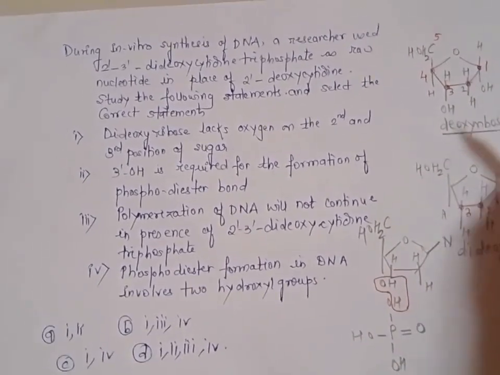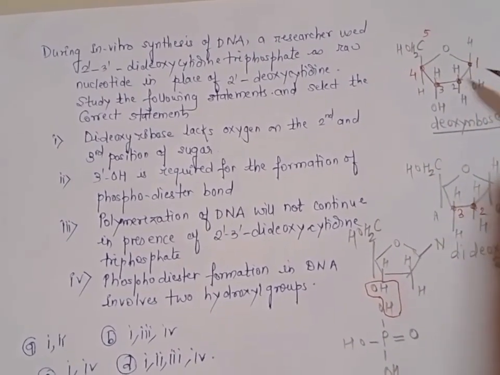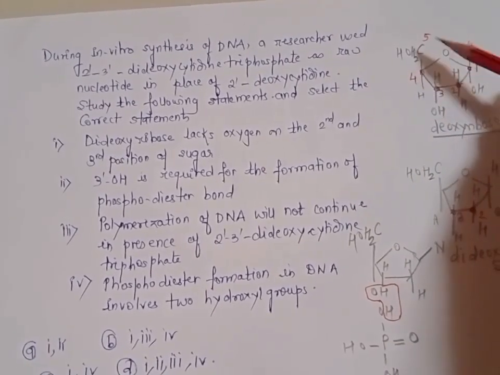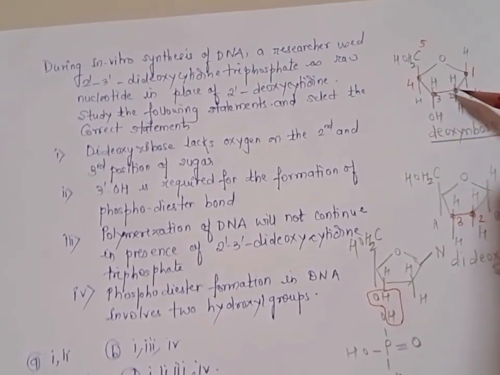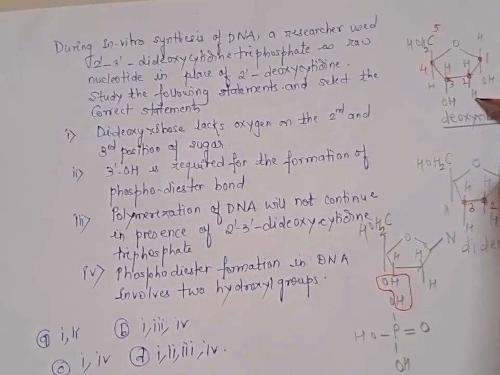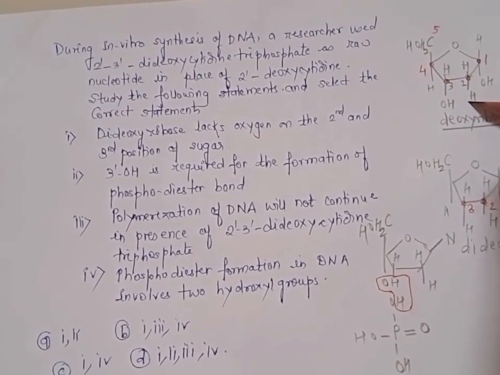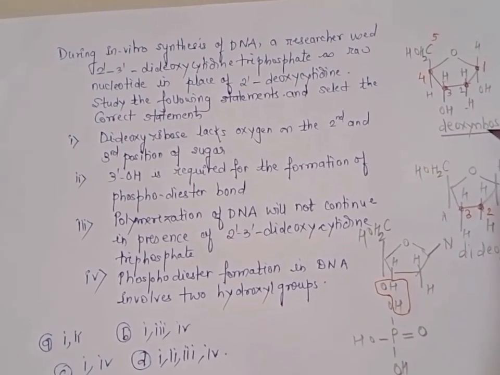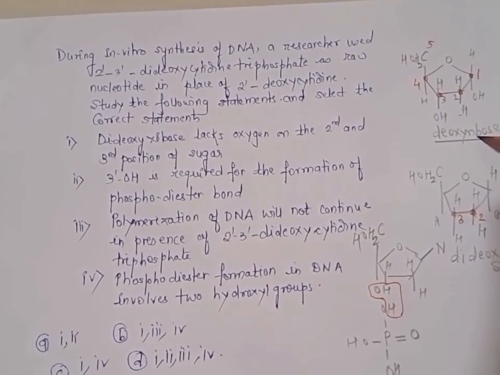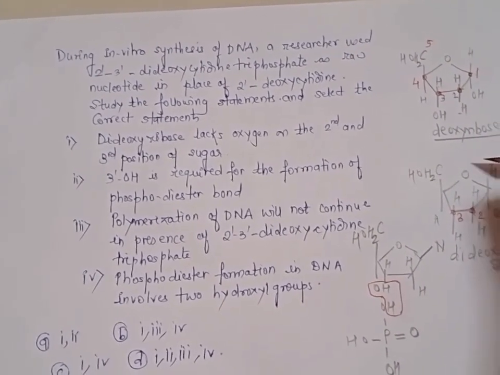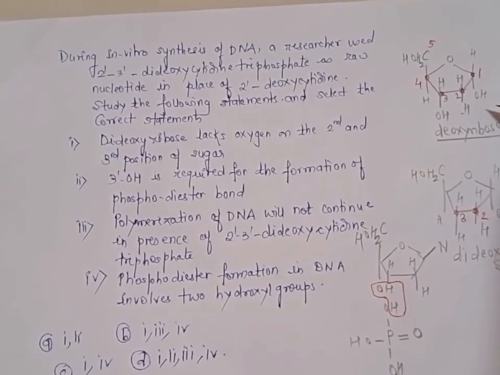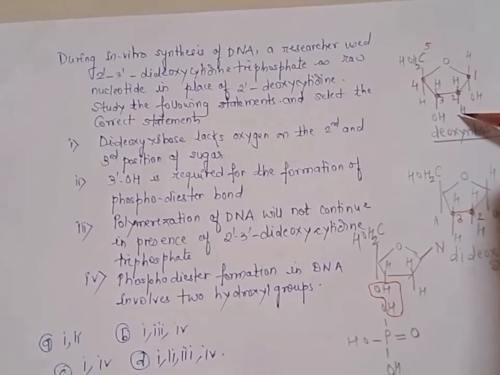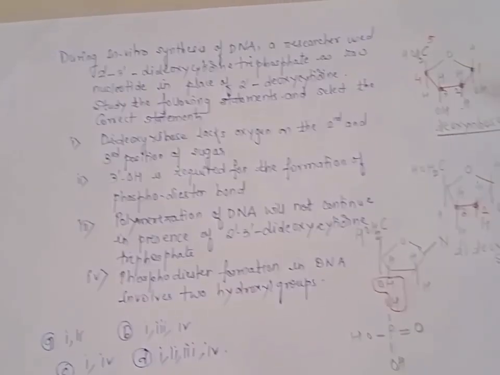Now, if you look at the normal sugar or normal ribose, this is carbon 1, carbon 2, carbon 3, carbon 4, and carbon 5. So, on the second position of carbon, there is absence of oxygen. So, this sugar is called deoxyribose. Whereas a ribose sugar will have oxygen on both second and third position.